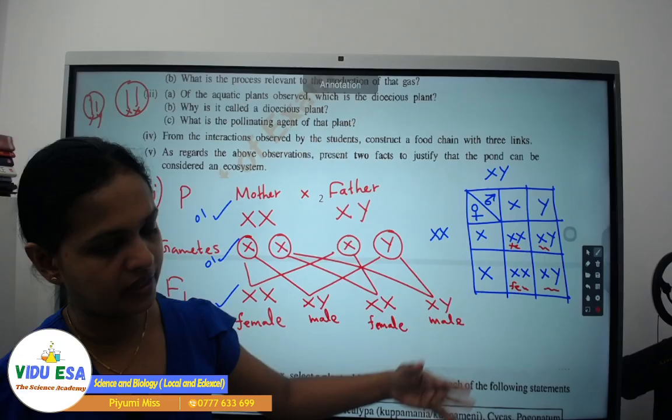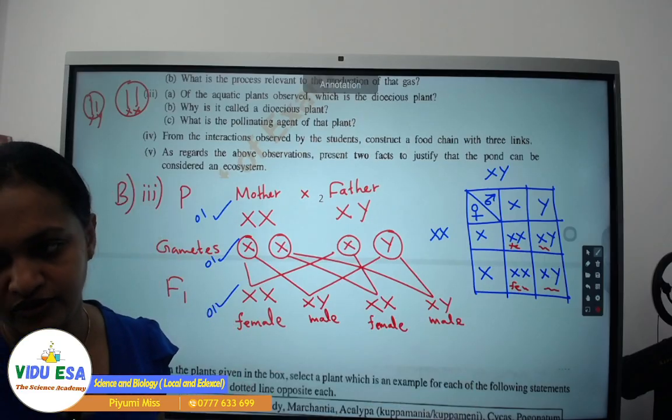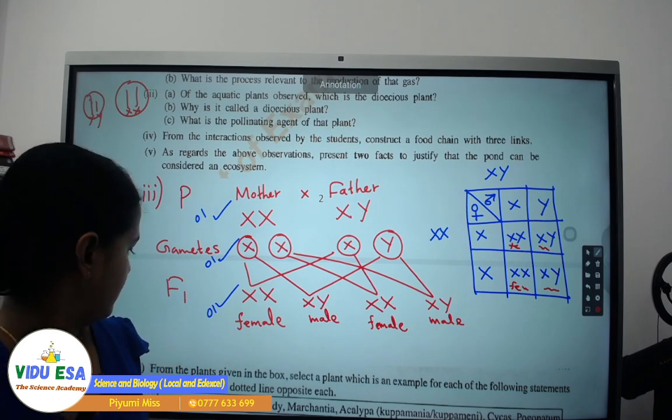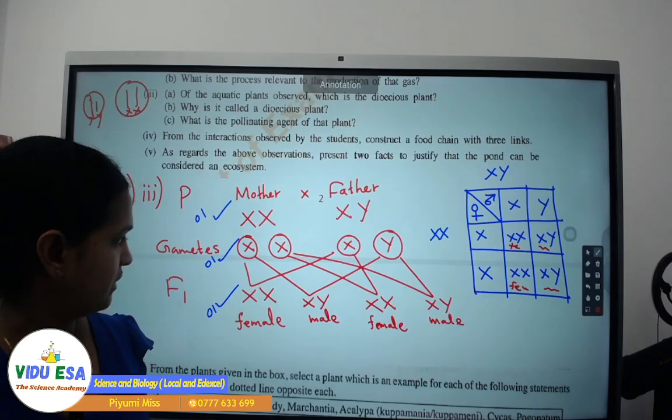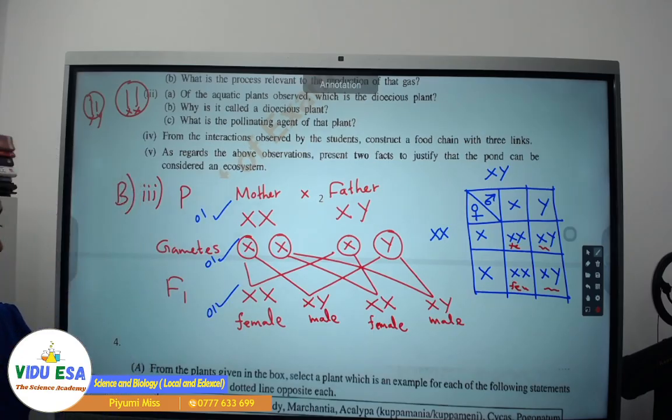Then also you will get all 3 marks, if you have written by using the Punnett square. That is the end. Oh, there is one more. 3 marks for this part. And a 4th part.